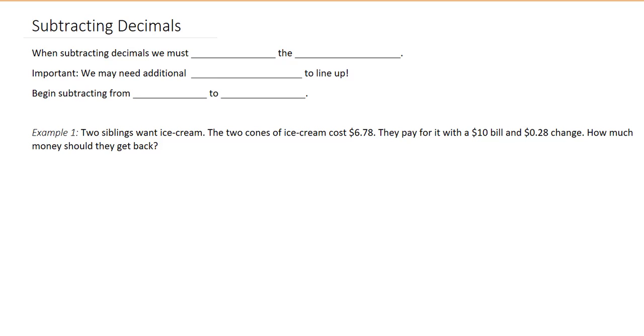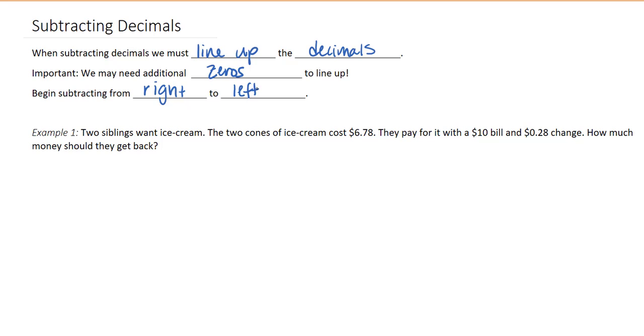Subtracting decimals. When subtracting decimals, we must line up the decimals. And then it's important that we may need to add additional zeros. And we're going to begin subtracting from the right, and then we're going to move to the left. So let's look over the first example.